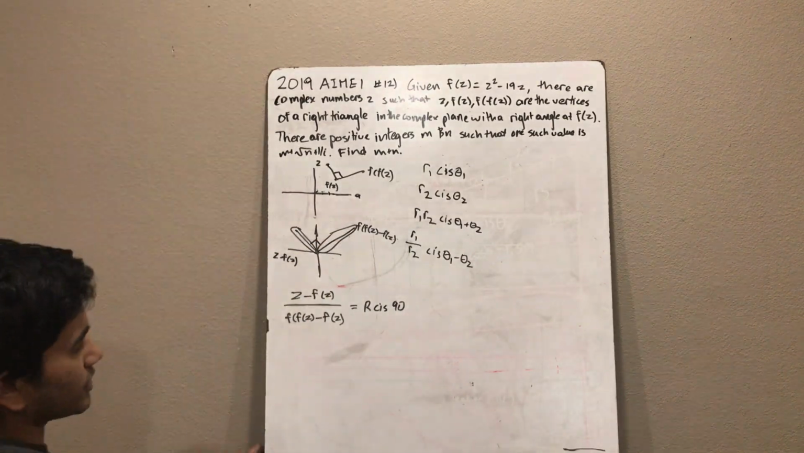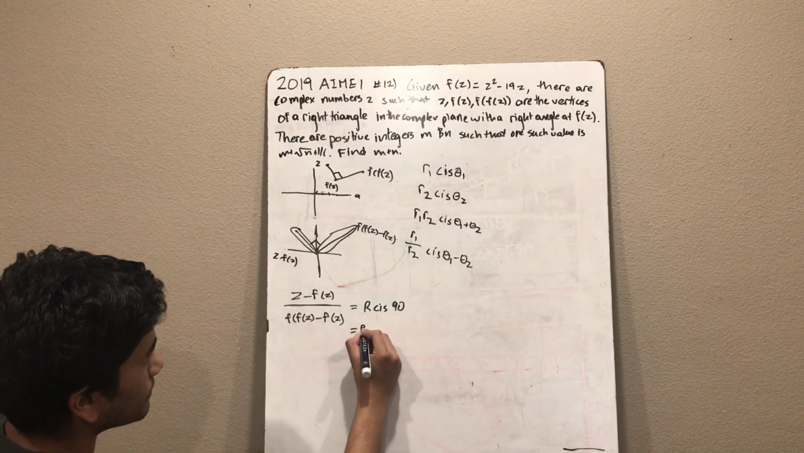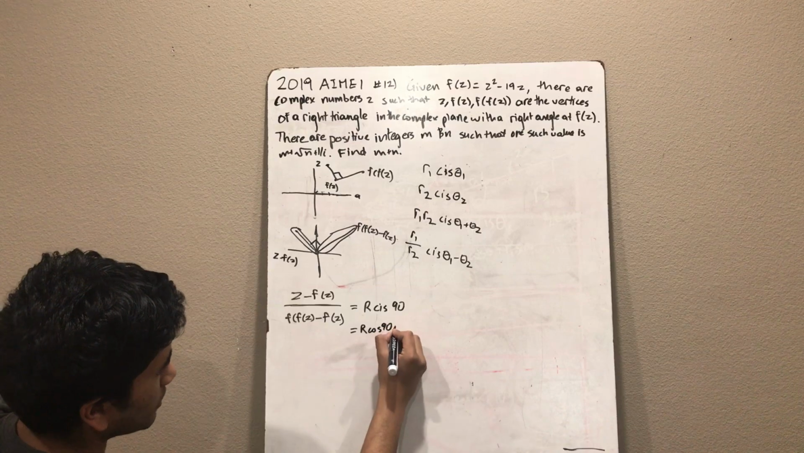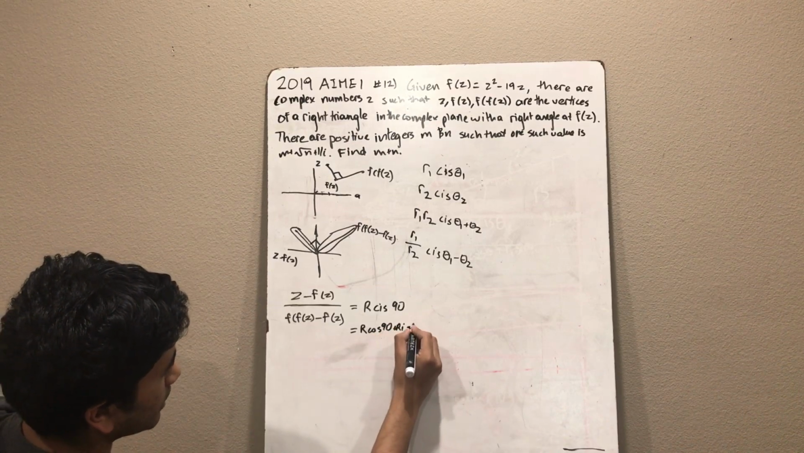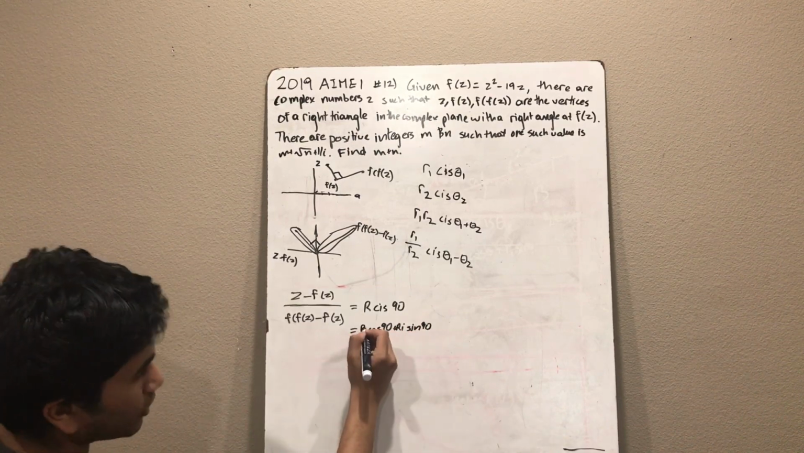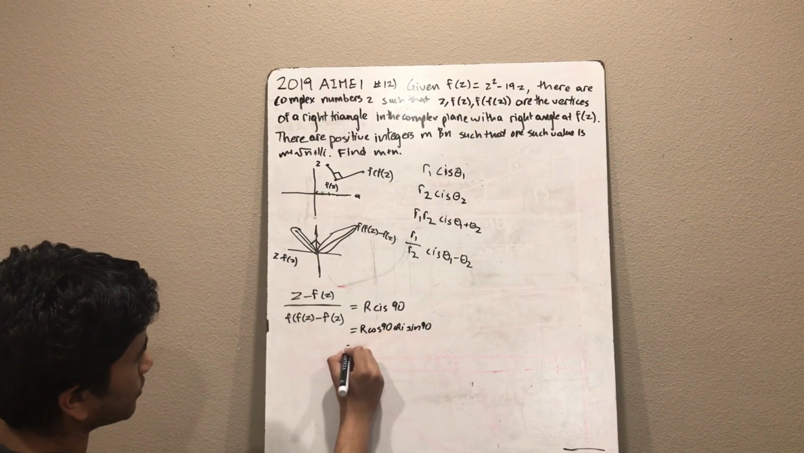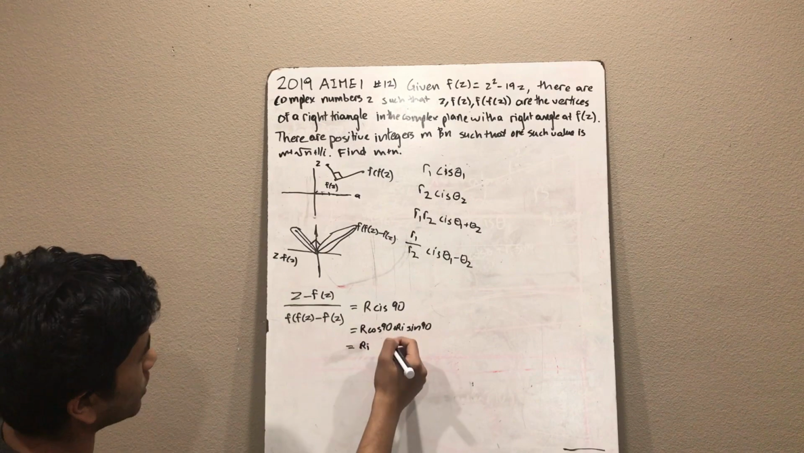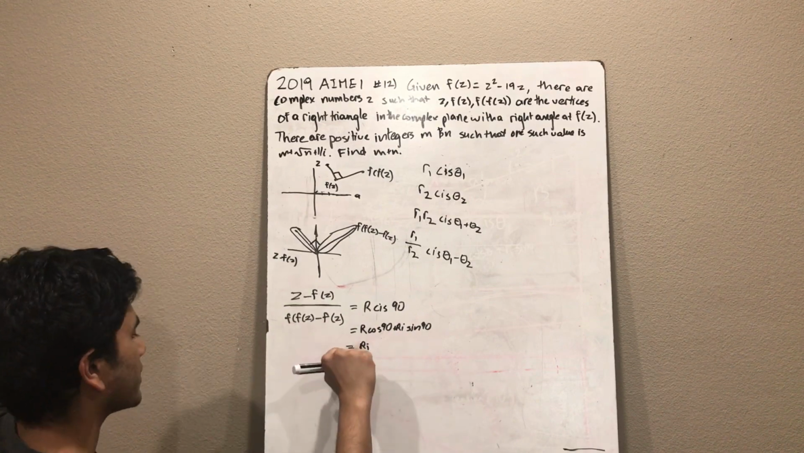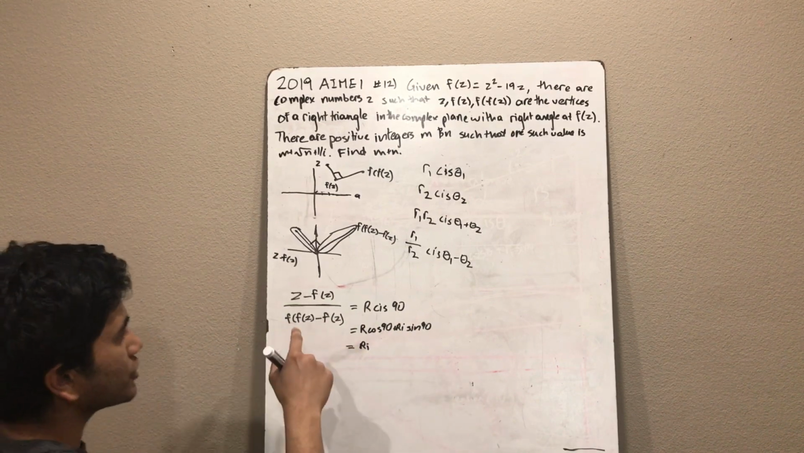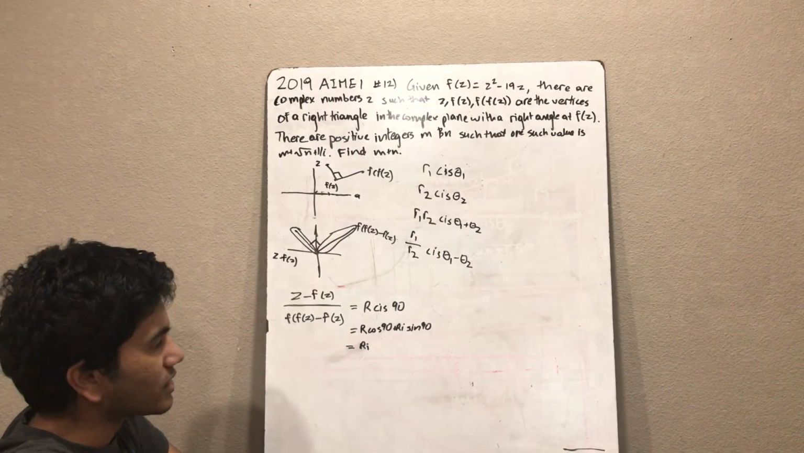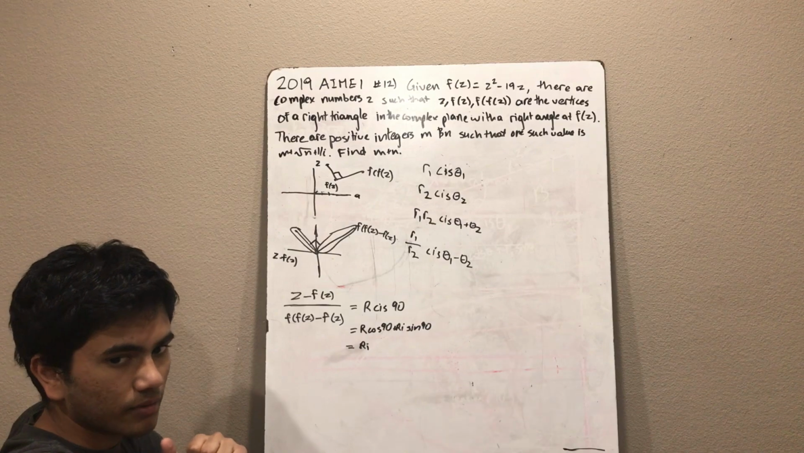So what's special about this is when we open it up, we get R cosine of 90 plus Ri sine of 90. Cosine of 90 is 0, so that cancels, and what you're left with is Ri times sine 90. You know that sine 90 is 1. So the critical epiphany here is that the ratio of these complex numbers is purely imaginary. It does not have a real component.